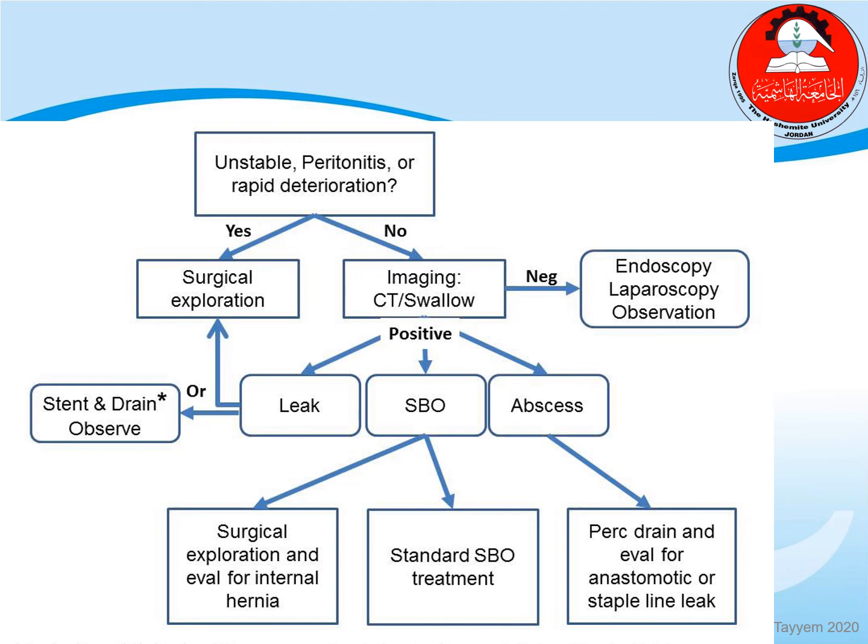Here, this slide is just to summarize how to manage patients who present with acute abdomen. If they are unstable with generalized peritonitis and they are rapidly deteriorating, to theater immediately. If they are not, then there is a role for imaging with CT or gastrografin or water-soluble study. If it's negative, then you consider endoscopy or laparoscopy. If it gives you any positive finding, such as leak, bowel obstruction, or abscess, you manage accordingly.